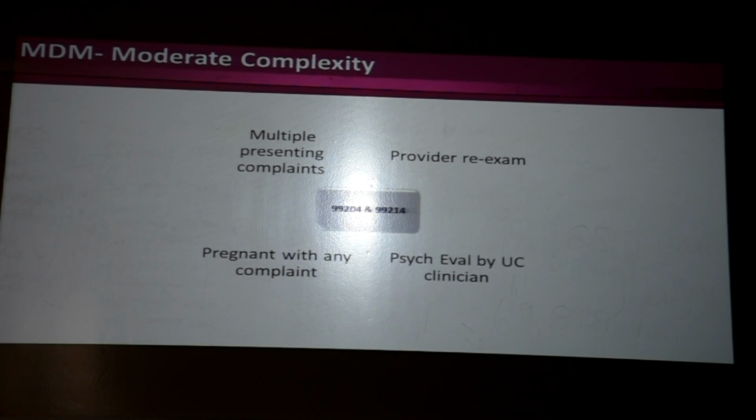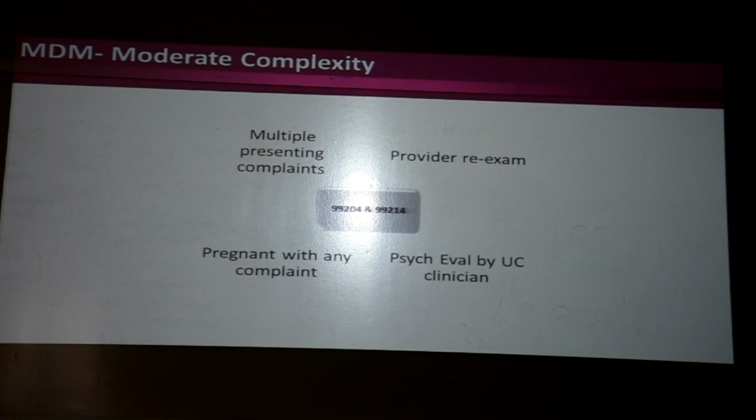Now, when we go into moderate complexity, this is where most of your acuity lies. So a patient who comes in with multiple presenting complaints, so your patient is coming in and they have a headache, and they have a sore throat, and they're coughing, you're doing re-examinations on the patient. Most of your pregnant patients that are coming with any other type of complaint will fall into that moderate complexity.